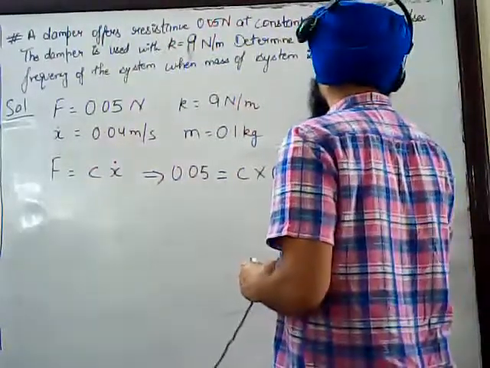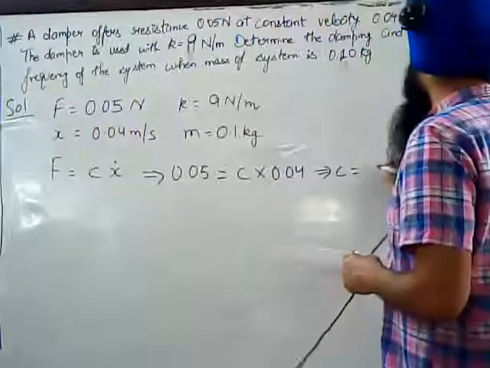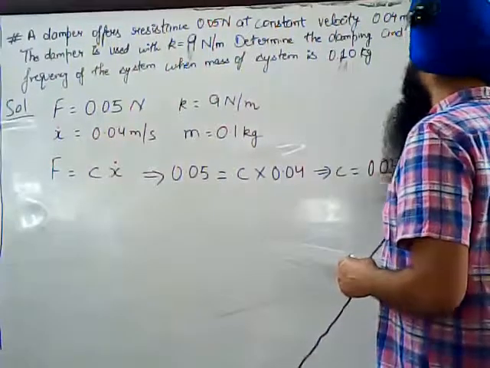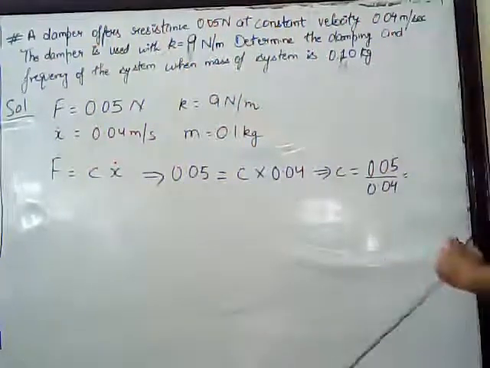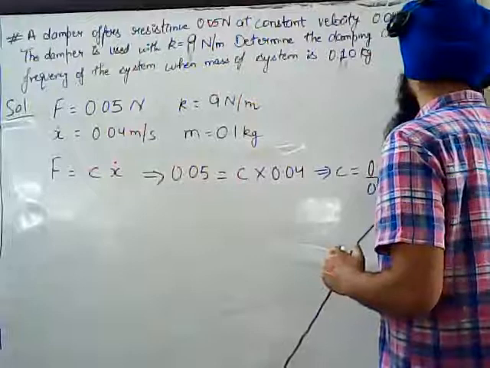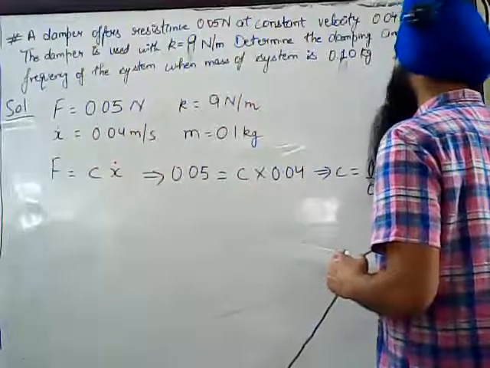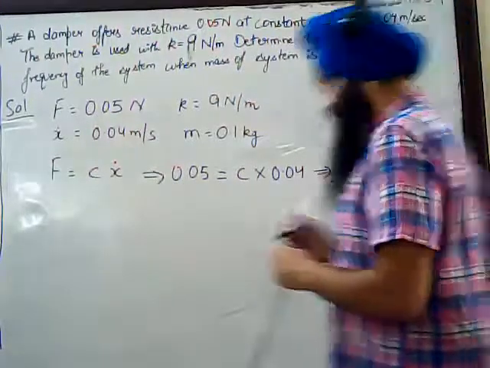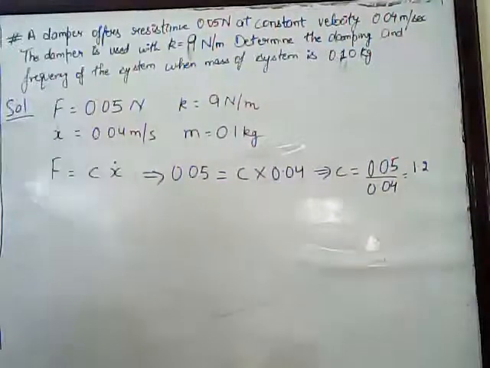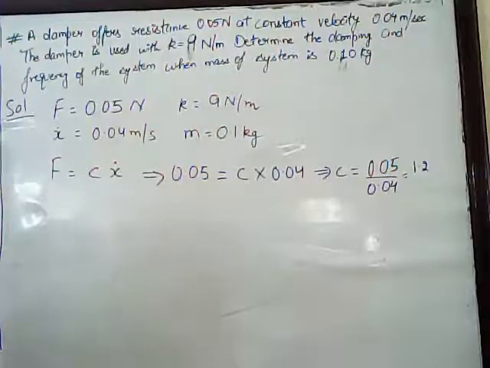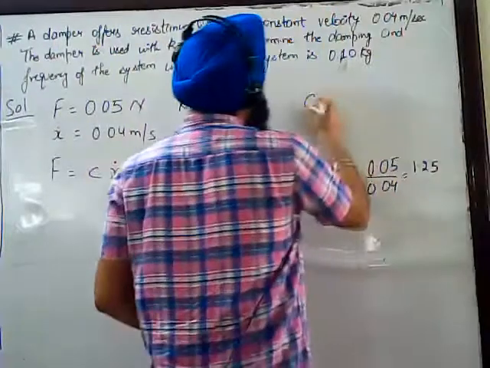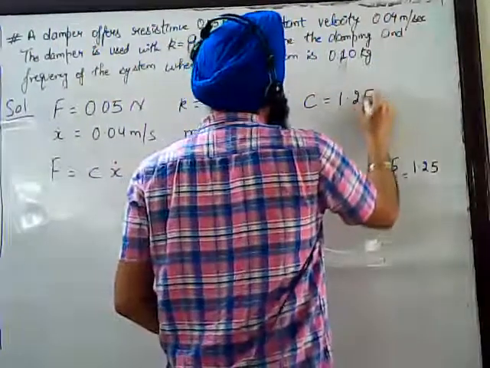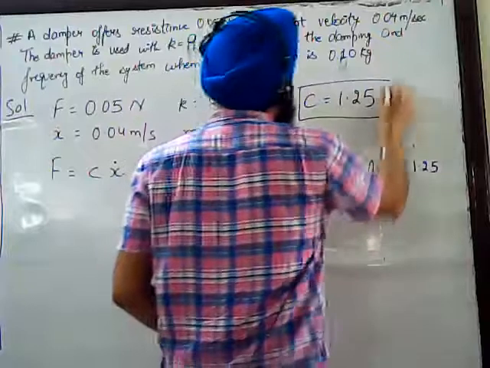So we can find the value of the viscous damping coefficient. Its value will be equal to 0.05 divided by 0.04, which is 5 by 4. The value will be 1.25, that will be the exact value. So the value of the viscous damping coefficient is 1.25.